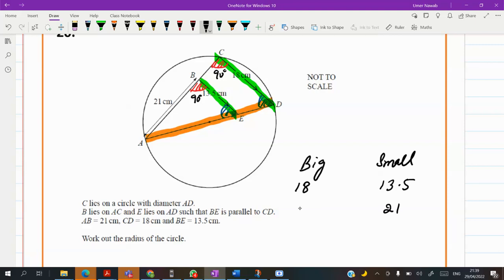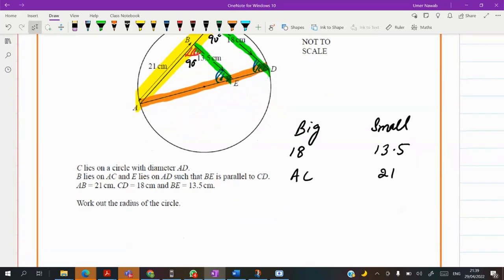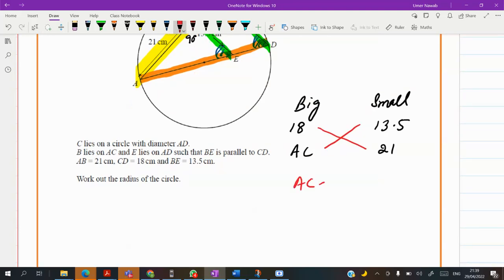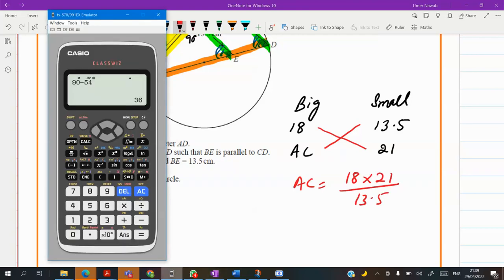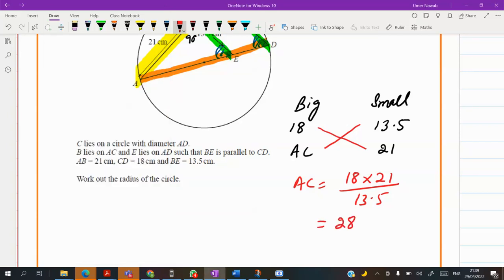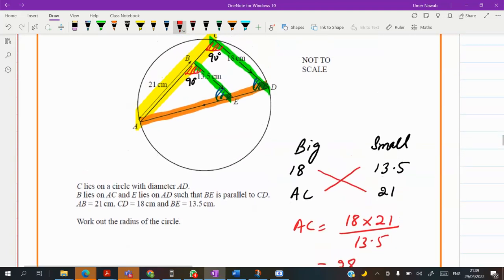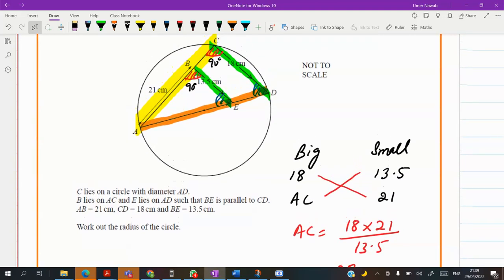So if it is 21, I can find the big triangle AC. Look, this is AC. Don't worry, I will find AC. Since I'm comparing the lengths, no need to put squares on square roots or cube roots. So AC will be equal to 18 times 21 divided by 13.5. I'm going to take the ratio 18 times 21 over 13.5. It gives me 28. Wow. So AC is 28. My friends, how can I get AD?